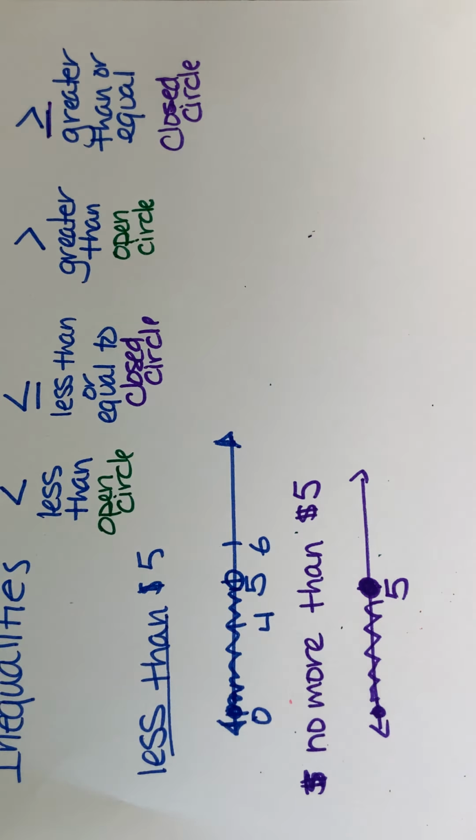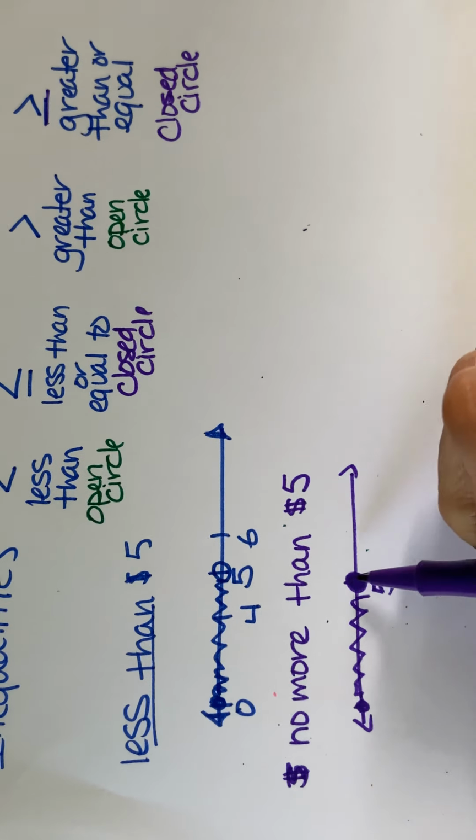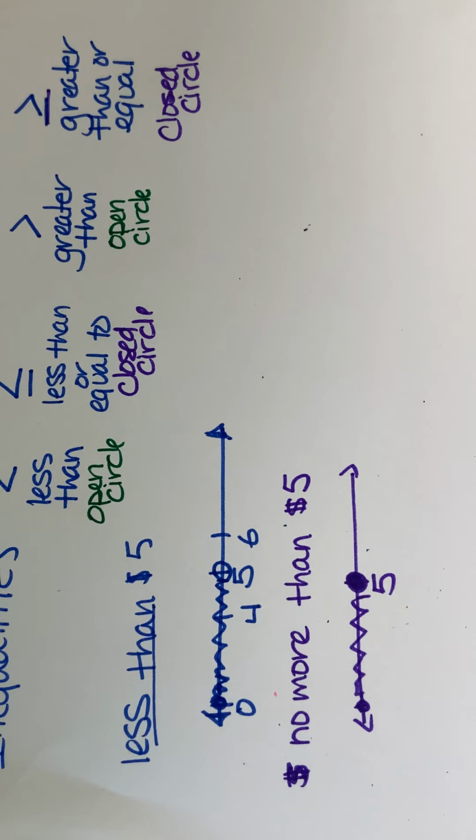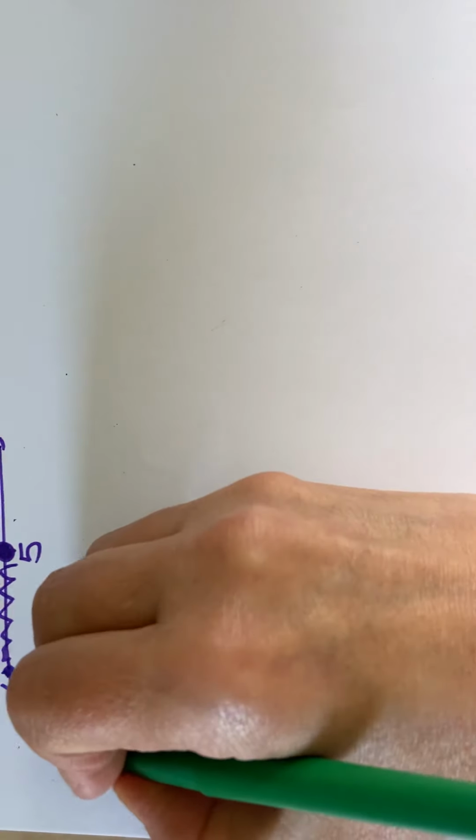You shade it to the right if it's greater than. You shade it to the left if it's less than. You color in the point if it could be equal to. Okay. All right, so those are our inequalities. Let's go on to our coordinate grids, coordinate graphs.